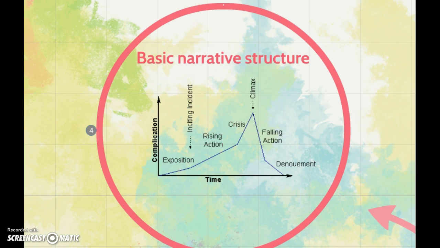Often in narrative writing, you'll see an inciting incident happen, something that makes all of the action after that fall into place. Then we have our rising action, our crisis, and then at the very top you see the climax. That's another piece we're going to be focusing on today. What makes a great climax and what exactly is that all about? After the climax, we have our falling action and then eventually our resolution.